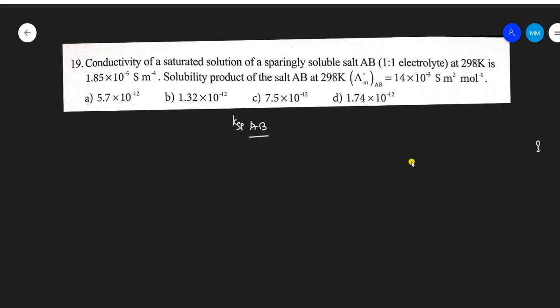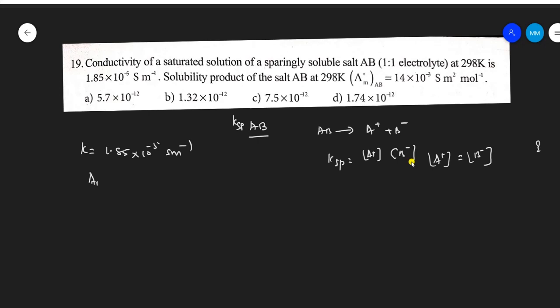AB dissociates to give A plus and B minus. The Ksp is equal to the concentration of A plus into the concentration of B minus. It is a 1:1 electrolyte, so the concentration of A plus is equal to the concentration of B minus. The given data is the kappa value, 1.85 into 10 power minus 5 Siemens meter inverse, and lambda m, the molar conductivity, is 14 into 10 power minus 3 Siemens meter square mole inverse.